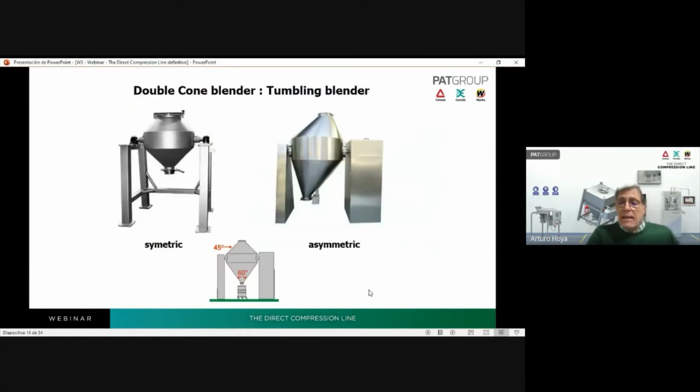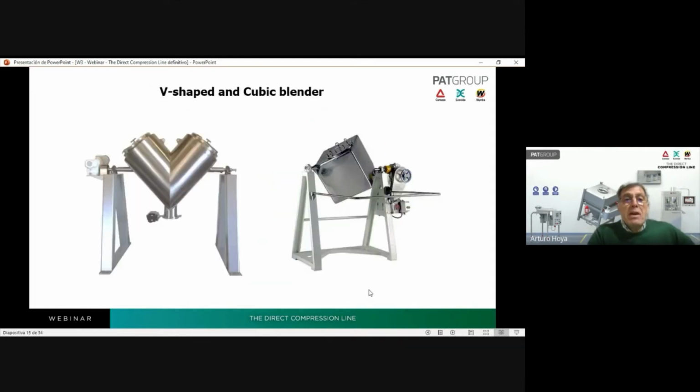Well, these are some types of tumbling blender: the symmetric double cone, the asymmetric double cone, the V-shaped, and the cubic blender. As you can see, this equipment, even rotating at high speed, does not have a good shear, a good convection. Only dispersion and diffusion of the particles in the cascade they form is the main mechanism.